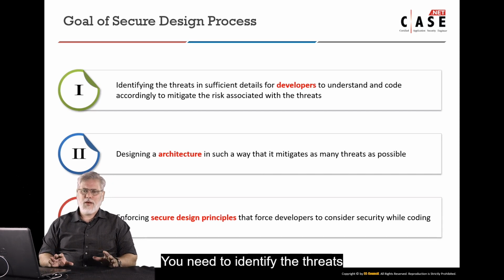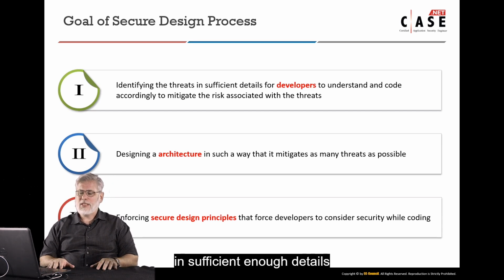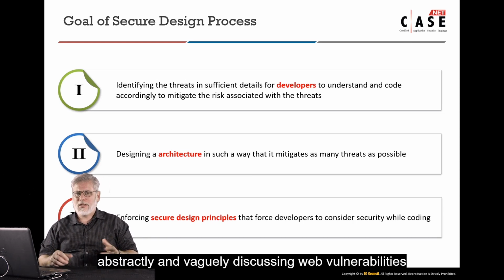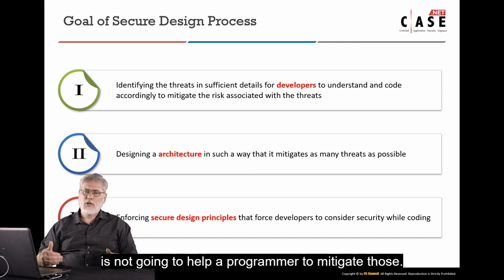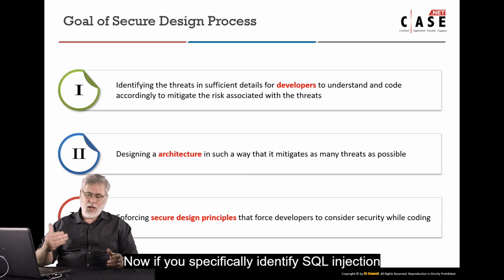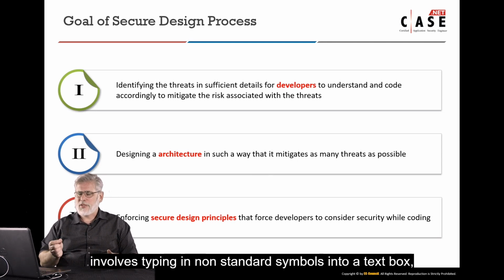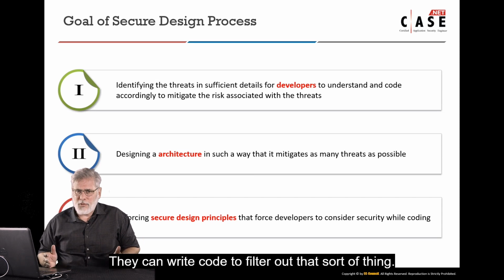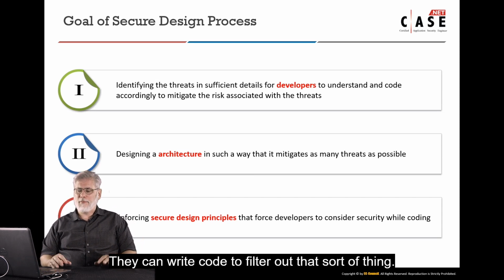You need to identify the threats in sufficient enough detail that developers can code. Put another way, abstractly and vaguely discussing web vulnerabilities is not going to help a programmer to mitigate those. Now, if you specifically identify that SQL injection involves typing non-standard symbols into a text box, well, that's something a developer can work with. They can write code to filter out that sort of thing.